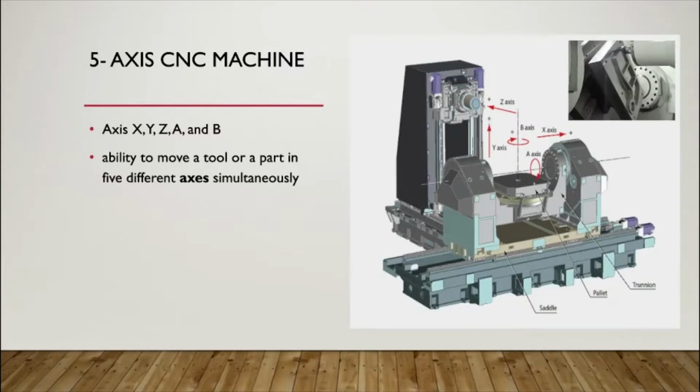This machine has the ability to move a tool or a part in 5 different axes simultaneously. The 5-axis machine is used to make complex shapes. For example, a 5-axis CNC machine can also make a human skull very precisely.